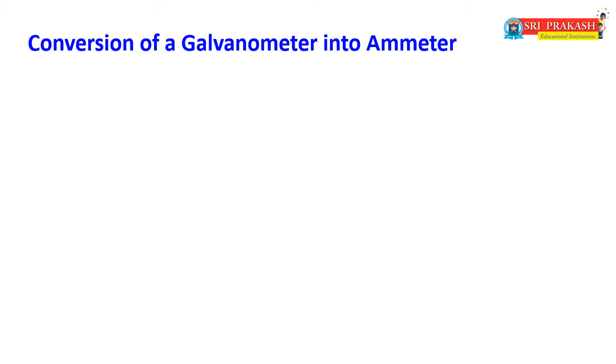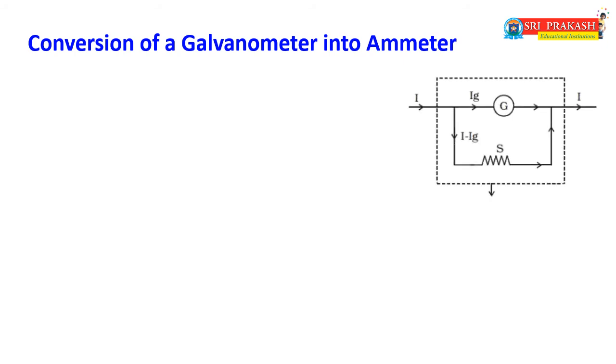Next, conversion of galvanometer into ammeter. To convert the galvanometer, one small resistance that we are calling shunt resistance, we have to connect in parallel. Here shunt means low resistance connected in parallel. So here S is the shunt resistance connected to the galvanometer in parallel.